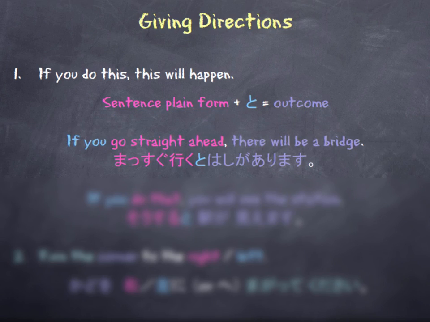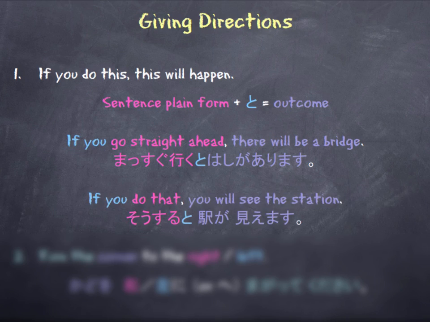So for example, if you go straight ahead, there will be a bridge. まっすぐ行くと橋があります. So the verb in its plain form is まっすぐ行く, which means to go straight. We've linked it here with the particle to. So if you go straight, 橋があります. There is a bridge.